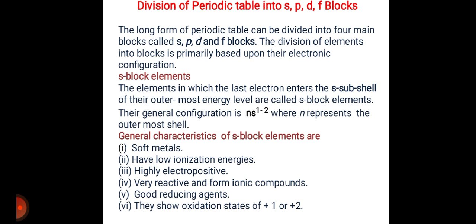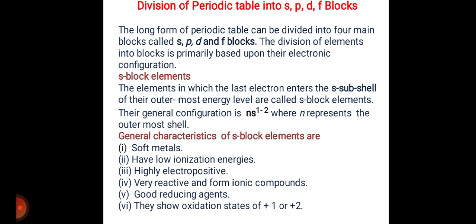elements. The long form of the periodic table can be divided into four main blocks, that is s, p, d and f block elements. The division of elements into blocks is primarily based upon electronic configurations. So what is an s block element? The elements in which the last electron enters the s subshell of the outermost energy level are called s block elements. The general electronic configuration of the s block elements is ns1 to 2, where n represents the outermost shell.